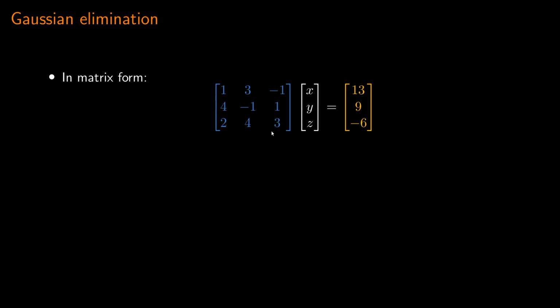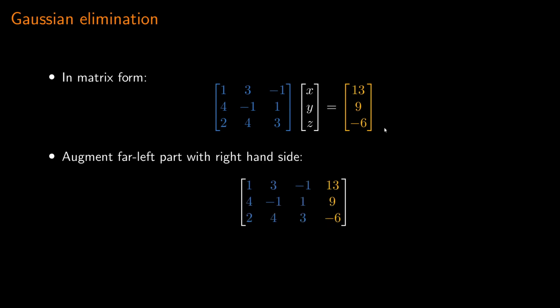So we take the coefficients of our equations here, now shown in blue, 1, 3, minus 1, 4, minus 1, 1, 2, 4, and 3. And then we have the column vector of x, y, and z, the unknowns in white, and the result is equal to 13, 9, and minus 6, shown here in yellow. Now, this might seem a little odd at first, but just bear with me and stick with it.